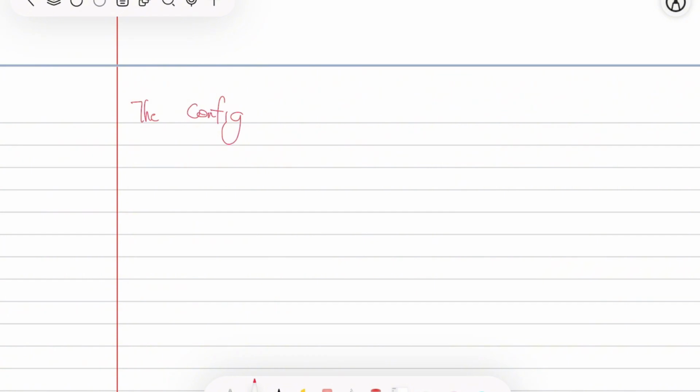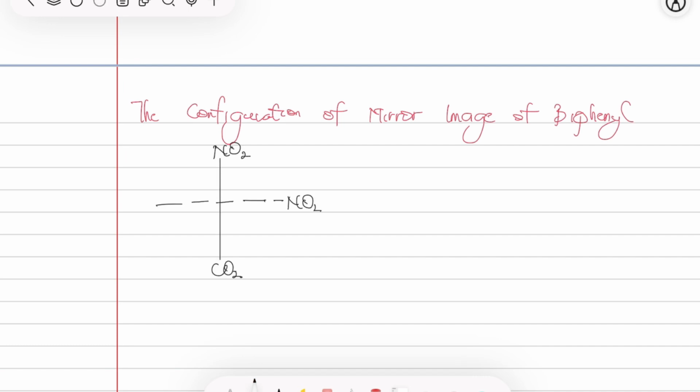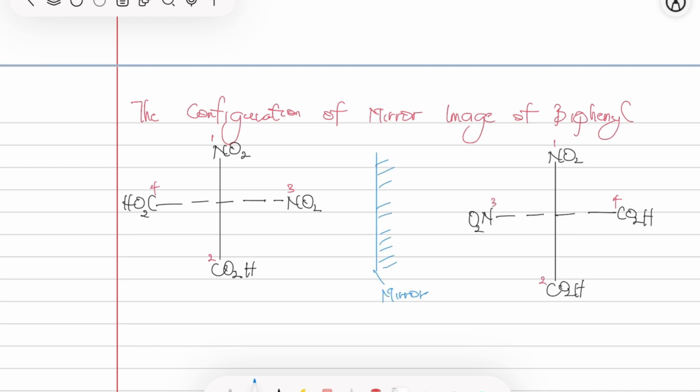Let us consider the configuration of the mirror image of this biphenyl just illustrated above. This is the pseudo-tetrahedral representation of the biphenyl above. This is the mirror image. The mirror image is obtained just by changing the substituents in the horizontal dotted bond. As earlier discussed, the biphenyl above has an S configuration.